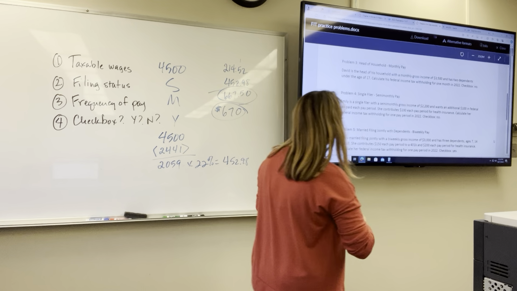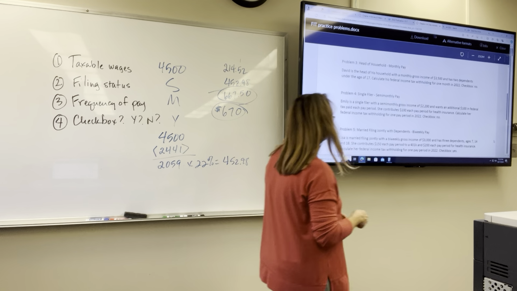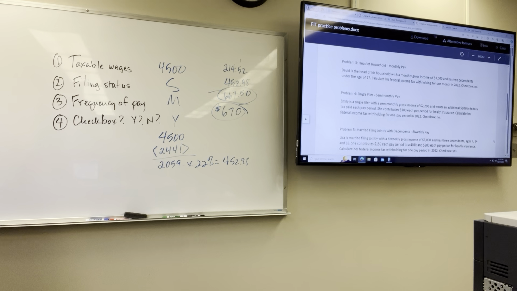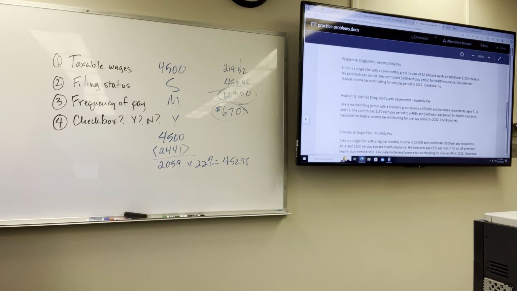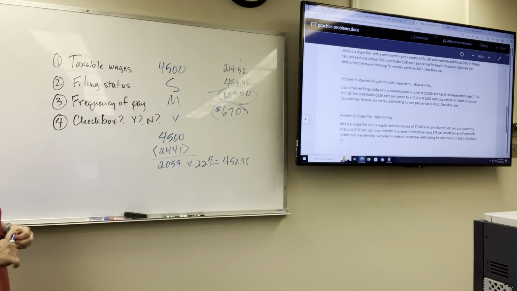This one, let's see. Oh, this one's even more complicated. We've got married filing jointly with dependents, biweekly pay. 3 dependents, ages 7, 14, and 18. So it's helpful if you use the W-4s while you're doing these. Fill out the W-4, pull up a W-4, enter it in. Contributes to a 401k and $200 each pay for health insurance. Give those a try. We'll go through them next week.